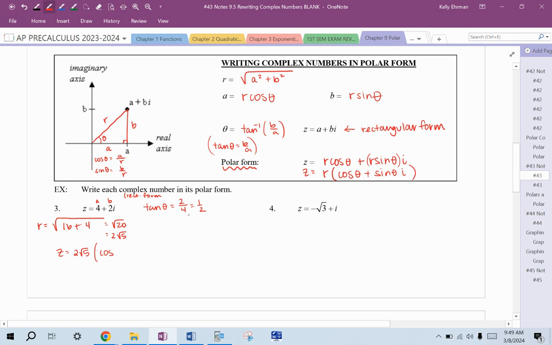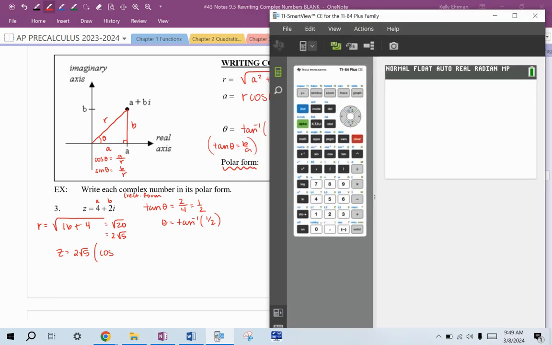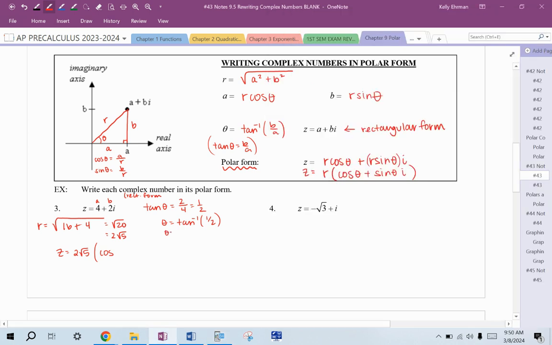All right, so what is theta when we get 1/2? This is not one of our nice answers for a non-calculator problem. So when is tangent equal to 1/2? I'm going to use my calculator for this. I want to make sure that I'm in radian mode, not degree mode. And remember, to get an angle, you're just saying second tangent of 1/2. Let's round this to 3 places. So we'll call this 0.464 radians. So theta is about equal to 0.464 radians.